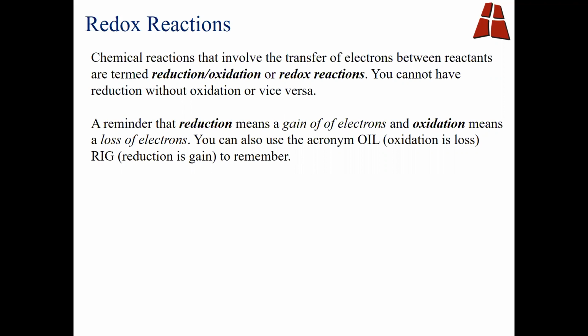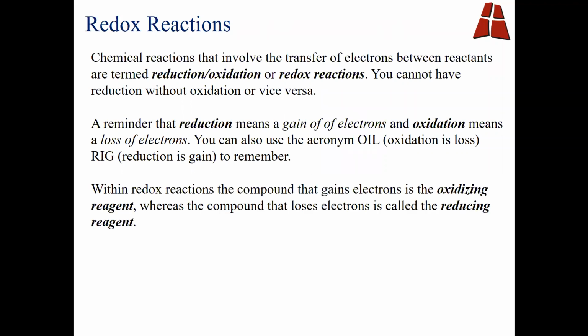A reminder from Gen Chem 1 that when something is reduced, it is gaining an electron or possibly multiple electrons, and oxidation means the loss of electrons. So you can remember OIL RIG as an acronym for oxidation is loss, reduction is gain, and those, of course, refer to electrons. Okay? Within redox reactions, the thing that gains electrons is the oxidizing reagent, and the compound that loses electrons is called the reducing agent.